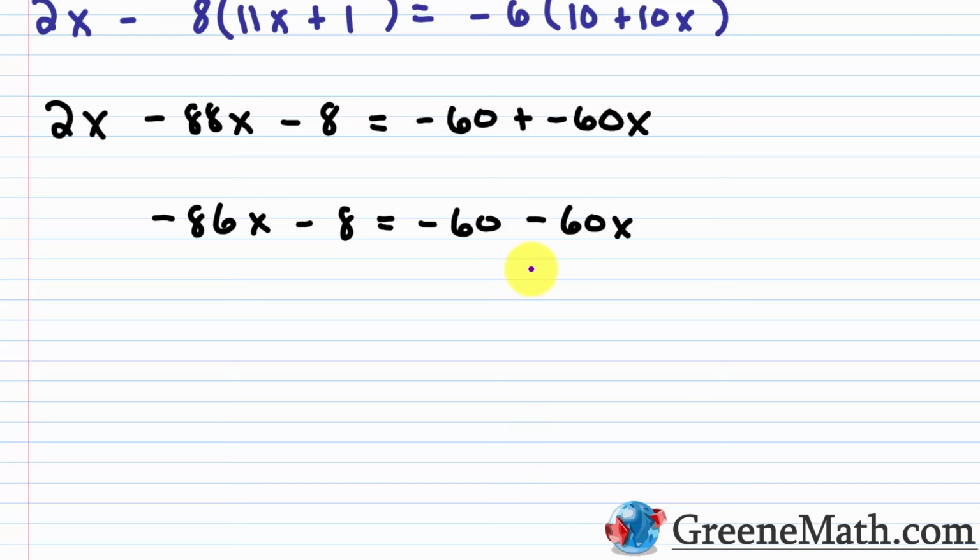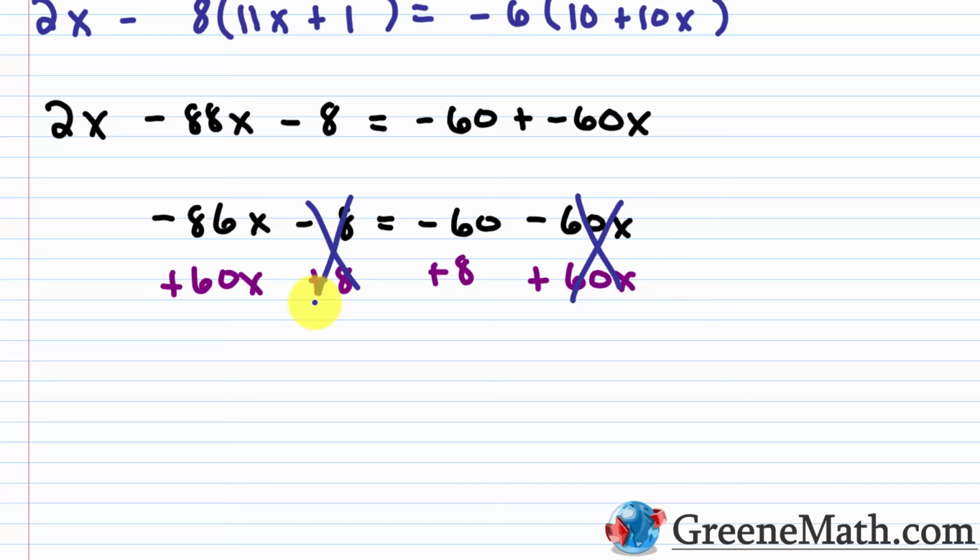So let's go ahead and add 60x to each side of the equation. Let's add 8 to each side of the equation. So we know that this is going to cancel here, and this is going to cancel here. -86x plus 60x is -26x. And this equals -60 plus 8 is going to be -52.